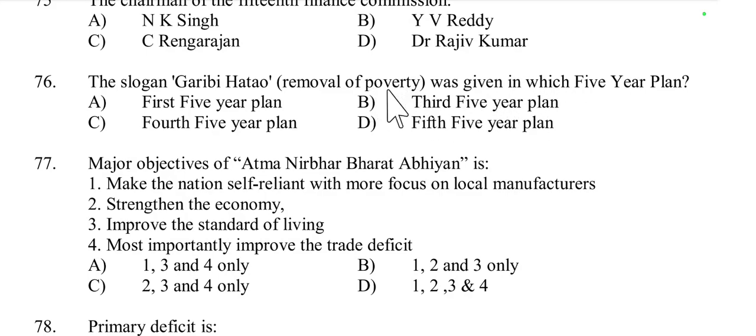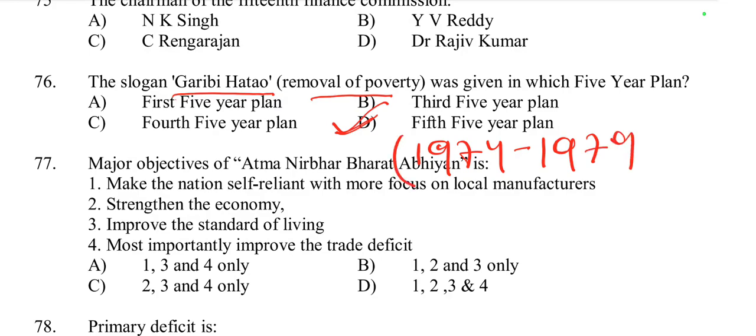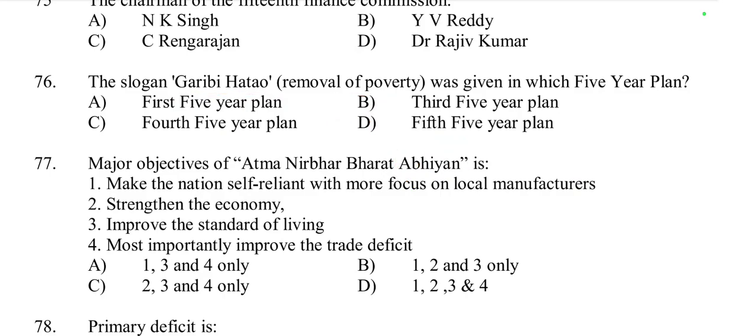Then the slogan Garibi Hatao, removal of poverty, was given in which 5-year plan? The Garibi Hatao or removal of poverty was given in the 5th 5-year plan. Garibi Hatao, or we can say removal of poverty program, given by the Indira Gandhi government. Then the time period of the 5th 5-year plan is 1974 to 1979, and the Garibi Hatao slogan was given by Indira Gandhi.